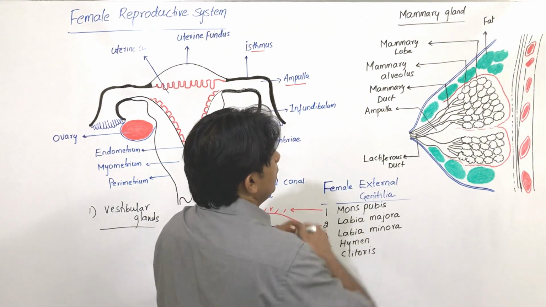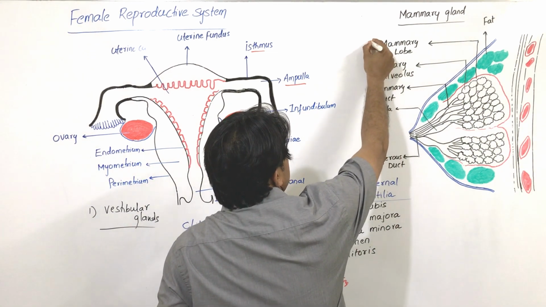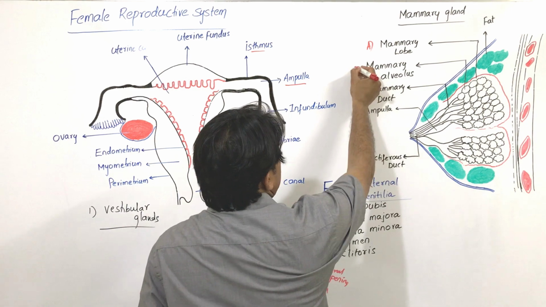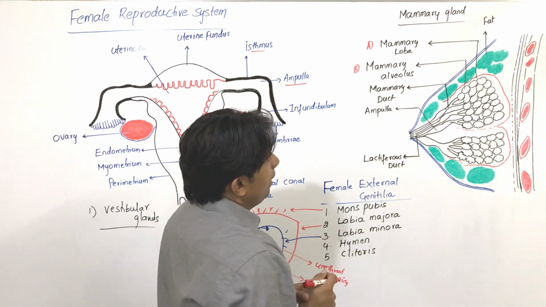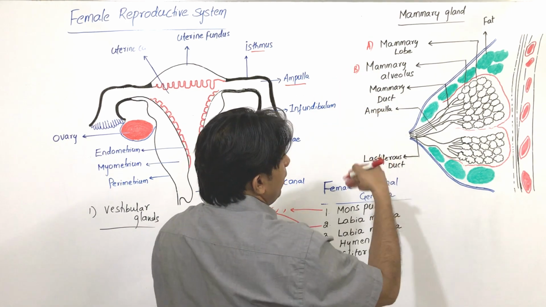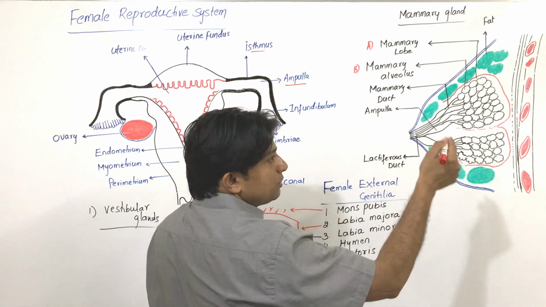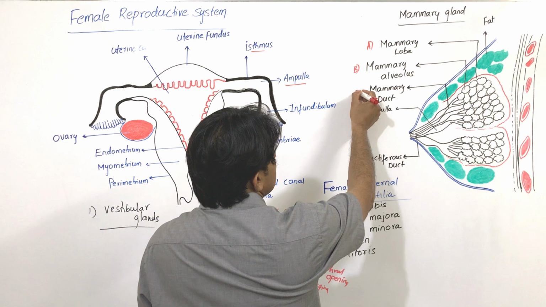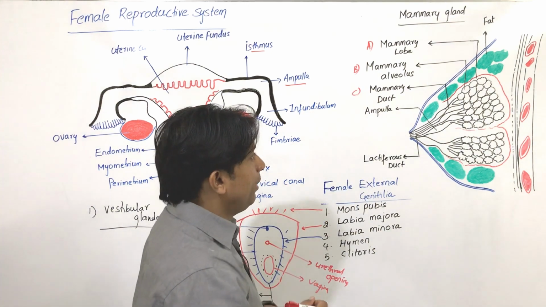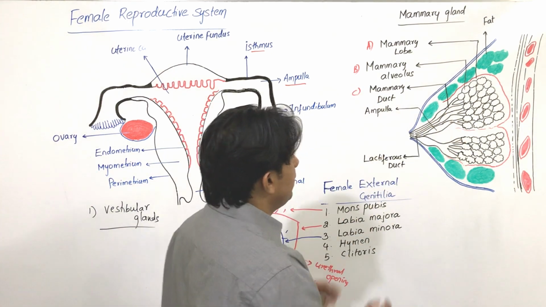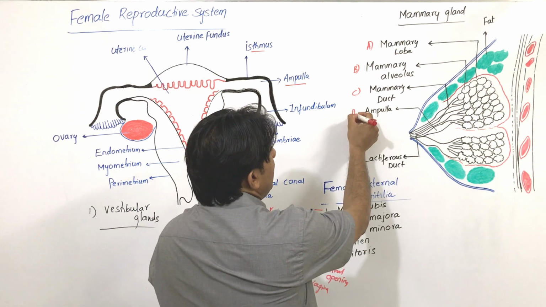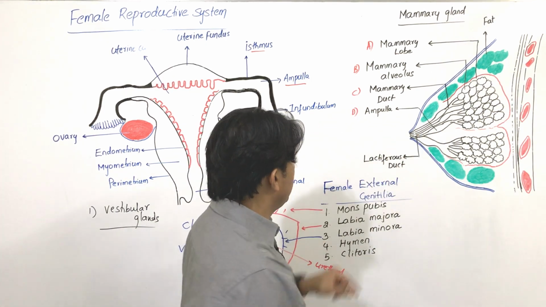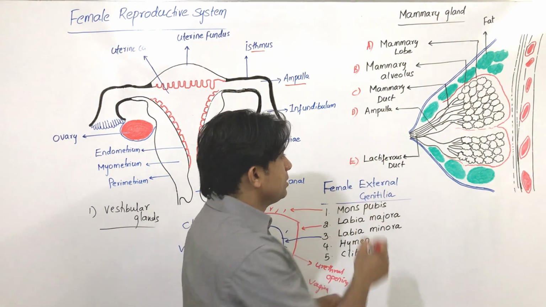So each mammary gland is with mammary lobes which contain internal lobules. They have secretory cells which are called alveoli, and from all these, several mammary tubules arise. All these mammary tubules will fuse and form mammary ducts, and these mammary ducts open into a wider part which is called the mammary ampulla, and all this opens with the lactiferous duct.